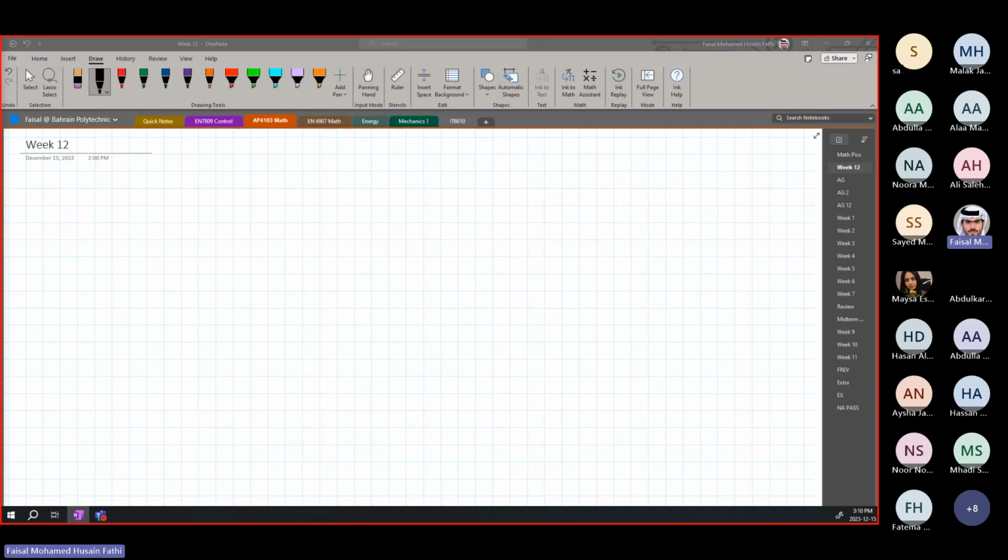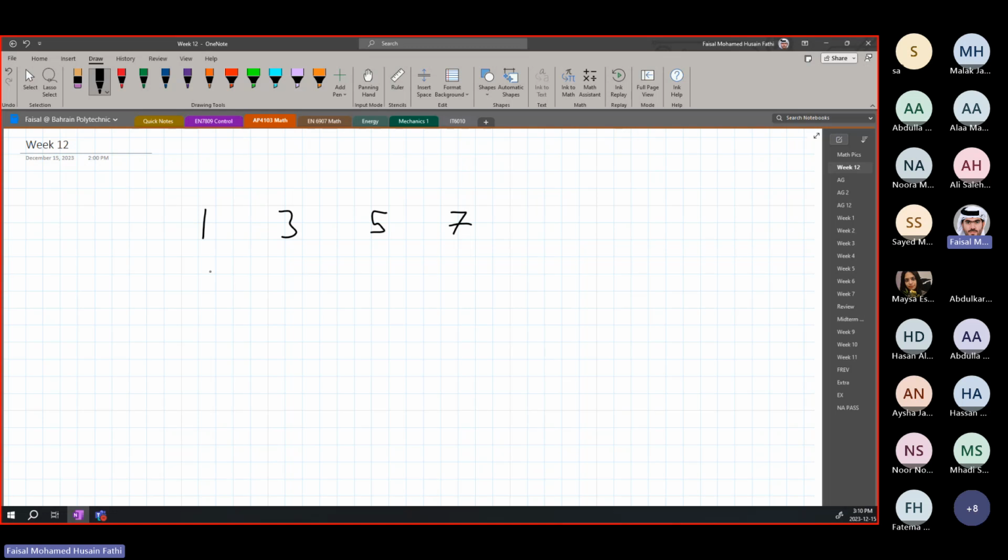So this week 12 talks all about sequences and series, more specifically arithmetic sequences and series. Before we even go into that, what is a sequence? A sequence in general, what does that mean? A sequence means when you have numbers in a specific order that follow each other, that is what a sequence is.